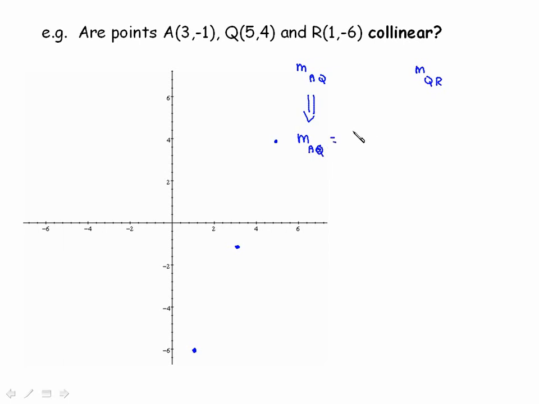excuse the writing, is equal to y2 minus y1. So here's my slope formula. M is equal to y2 minus y1 over x2 minus x1.